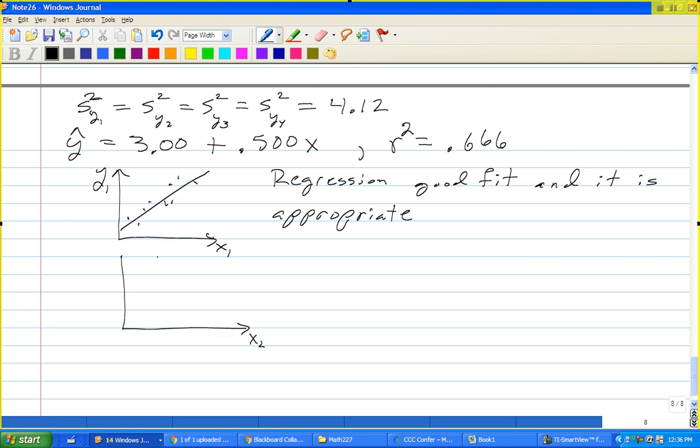So if you would have looked at the plot, you've seen it looks something like this. And so do not use linear regression.